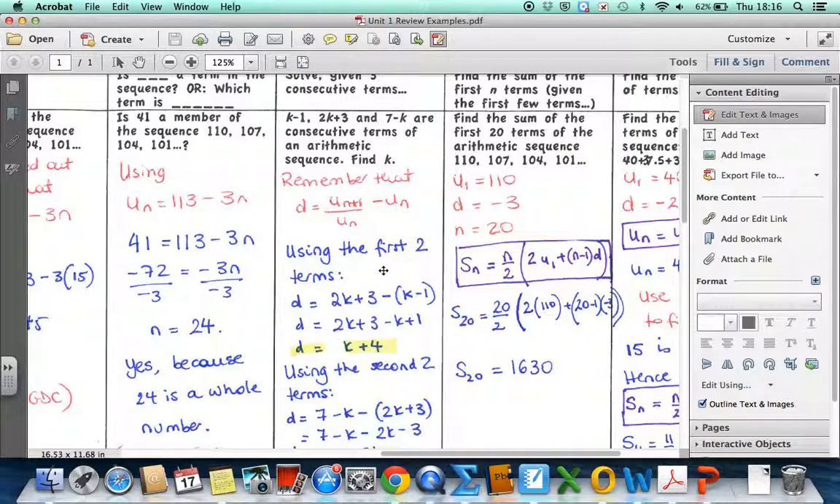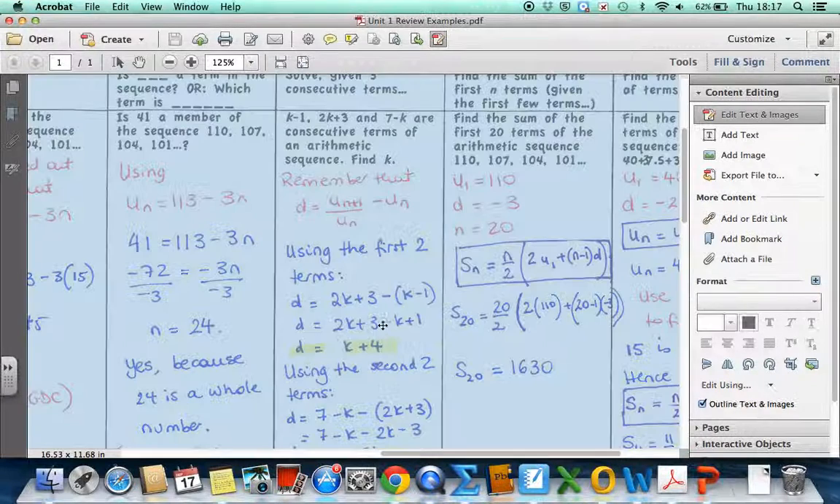So let's try that. This is the difference between the first two terms. So it's the first term minus the second term. No, it's the difference between the second term minus the first term. So this subtract this. Now, just be careful with your signs here. When you multiply out, this is minus k plus 1. Negative terms are negative. That gives us d equals k plus 4.